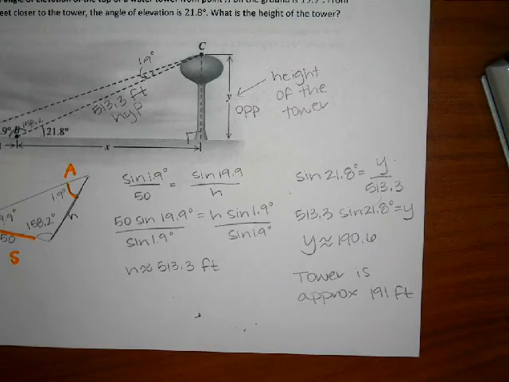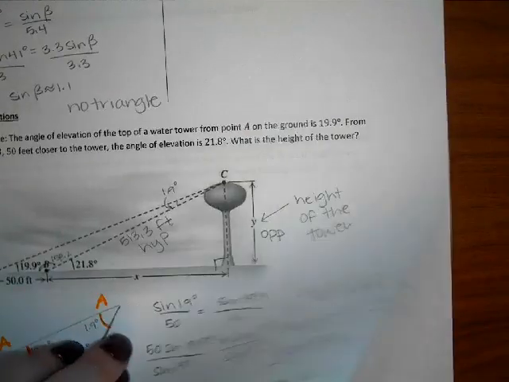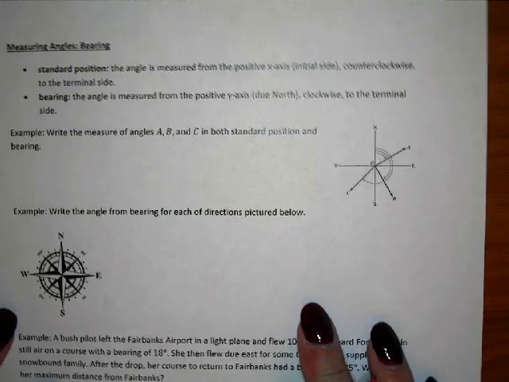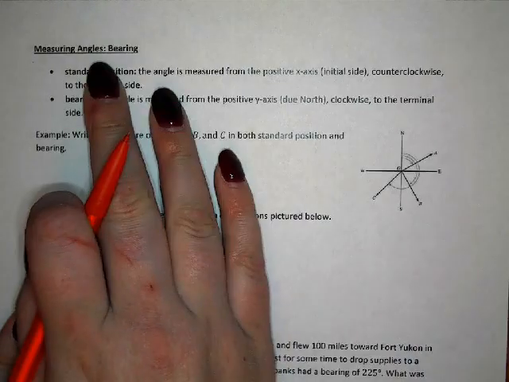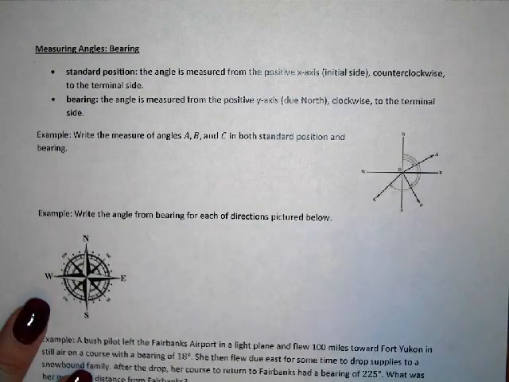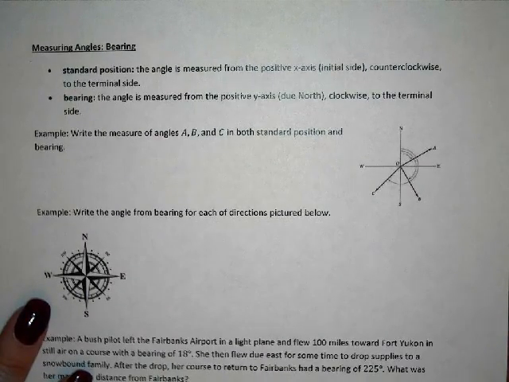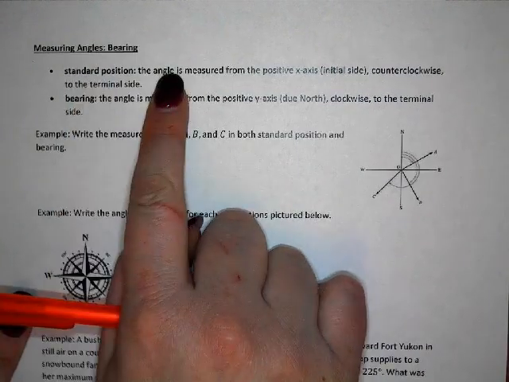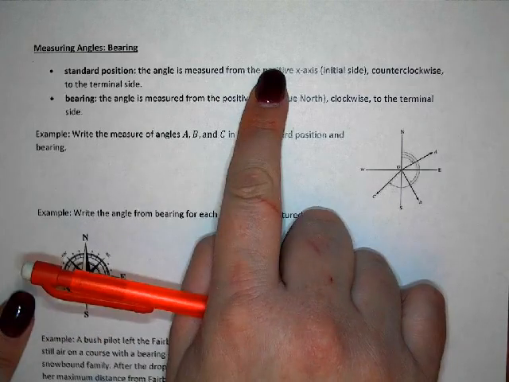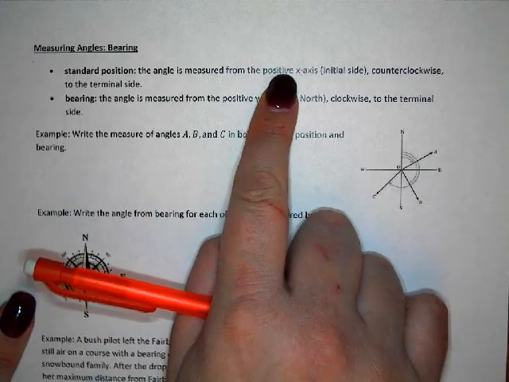So if we look at this, they want us to talk about bearing, measuring angles and bearing angles, because those are going to come up in some of the application problems that we have coming up later on in this chapter. So just to remind you, standard position is the way that the angle is measured when you start with the positive x-axis as your initial side, and then you measure counterclockwise to the terminal side. So this is how we measure when we talk about the unit circle. We start over here on the positive x-axis, and then we measure this way.